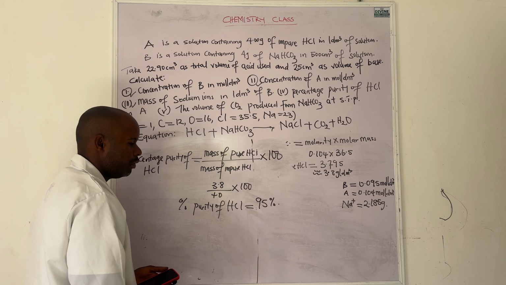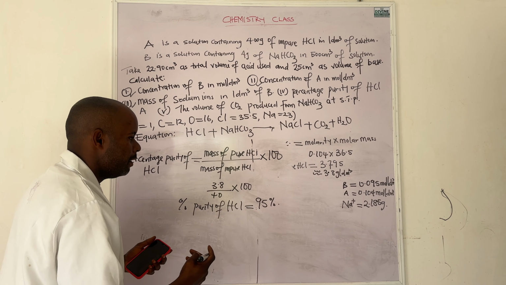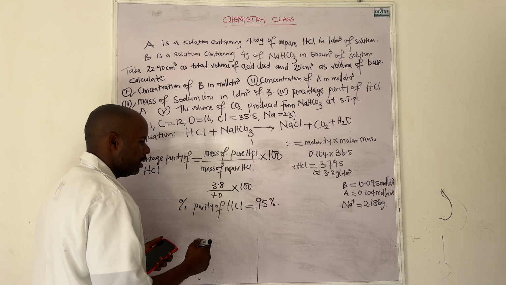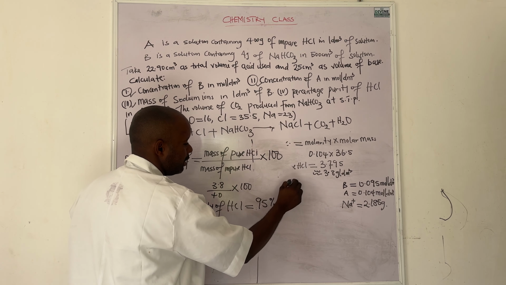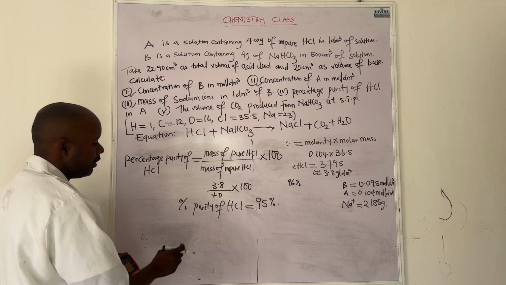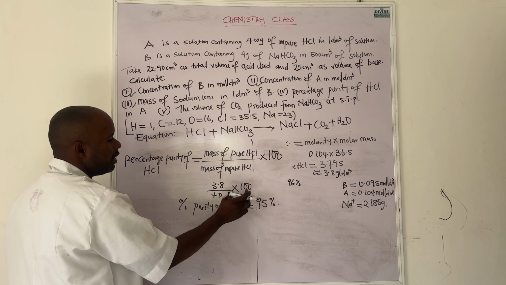95%. So this is the theoretical percentage purity. When you check the label of an HCl can, it's always around 96%. Yes, the percentage purity is around 96%. So in this we already obtained the purity, the concentration, the percentage purity of HCl.